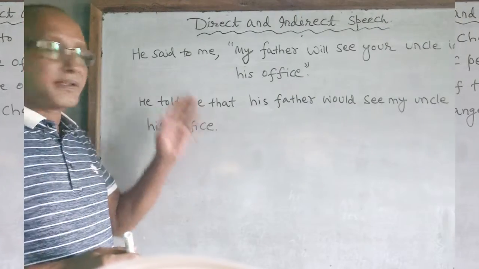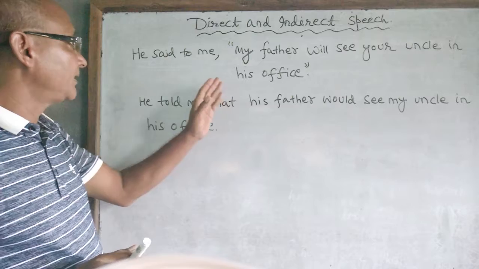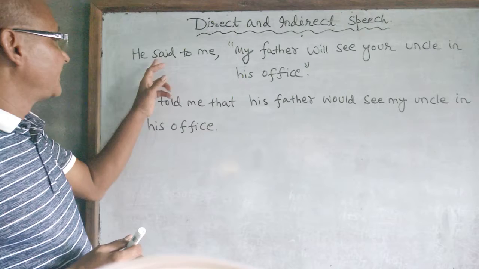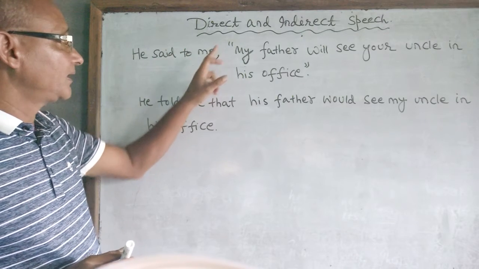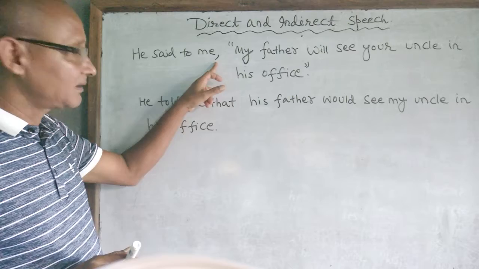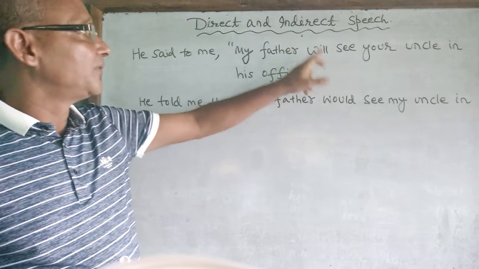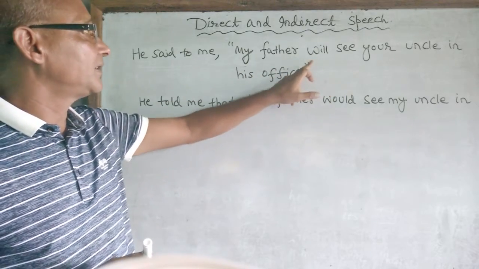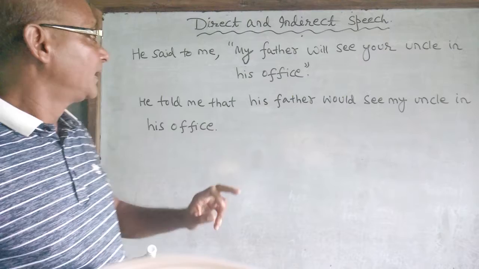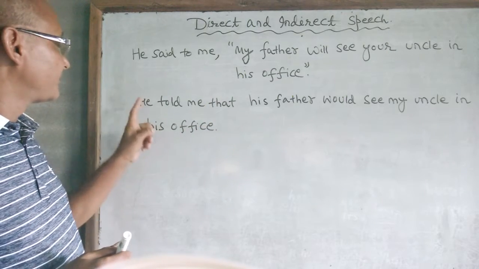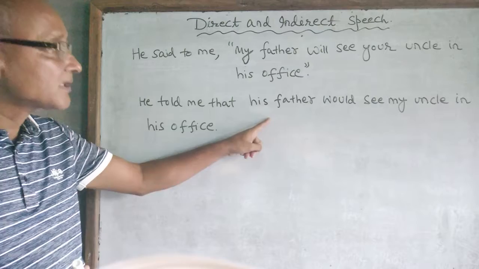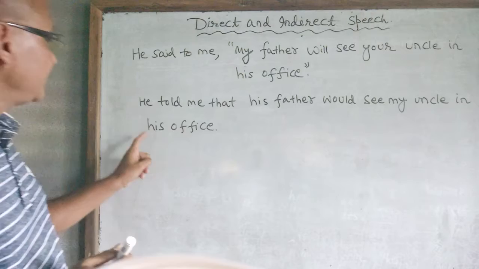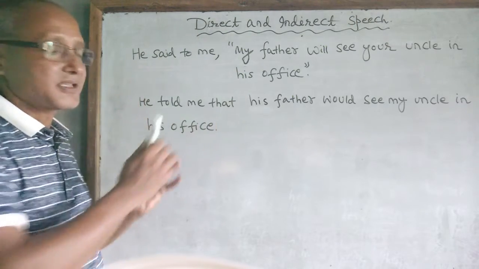Let's start now. Let's see here. A sentence is there. This is the direct speech sentence. He said to me, inverted comma starts, there is a comma, "My father will see your uncle in his office." Inverted comma closes. The indirect of this would be: he told me that his father would see my uncle in his office. Now how has this been done?